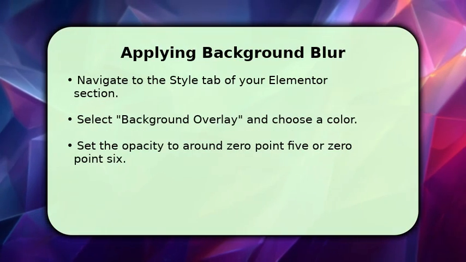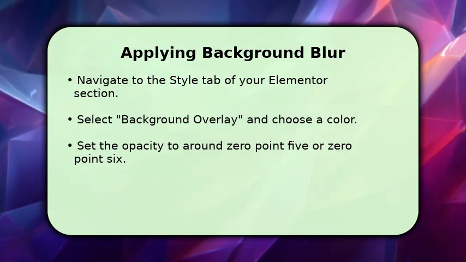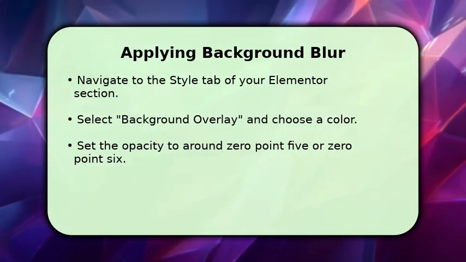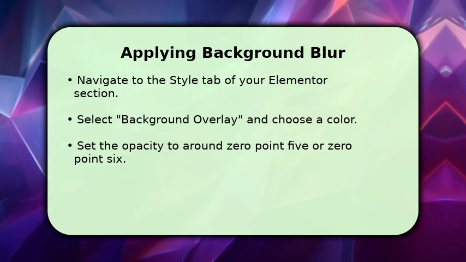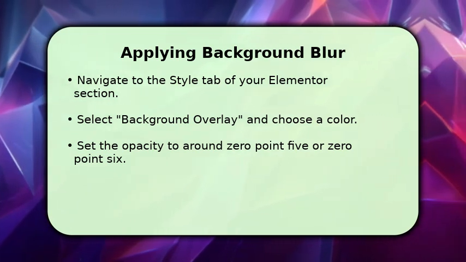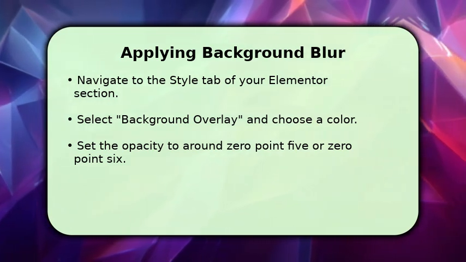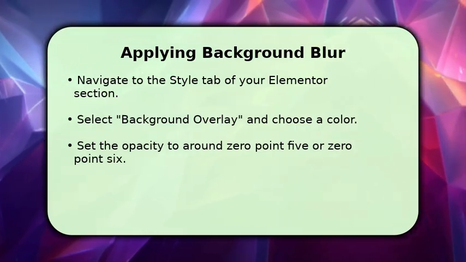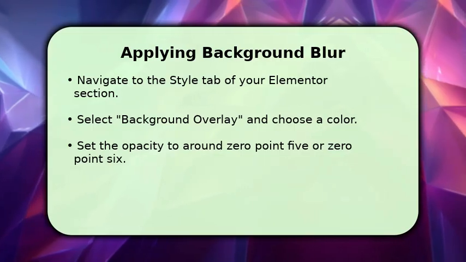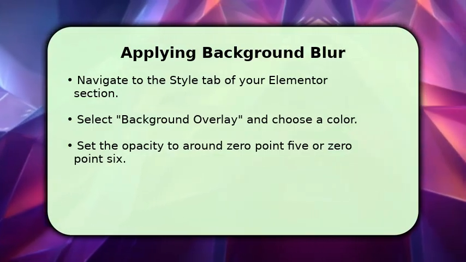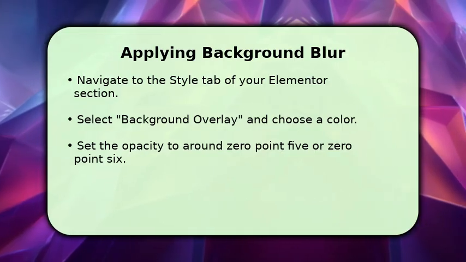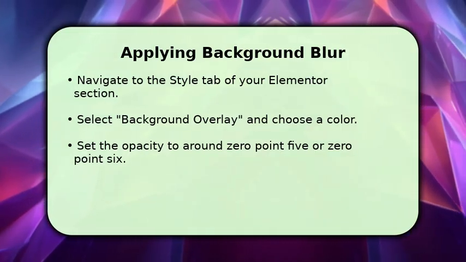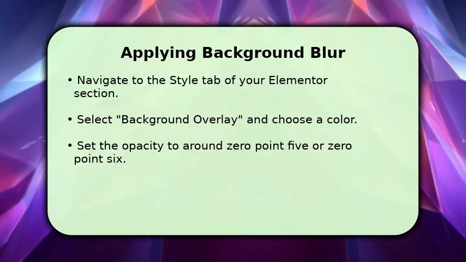Now for the magic. Go to the Style tab of your chosen Elementor section. Under Background Overlay, select a color, usually white or a light shade, and set its opacity to about 0.5 or 0.6. This creates the semi-transparent base. Then, we'll add a custom CSS filter for background blur. A value between 8 and 12 pixels often works best, giving that distinct frosted glass appearance without obscuring the background entirely.